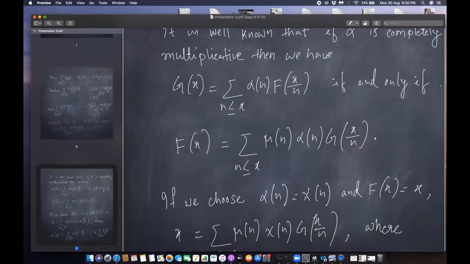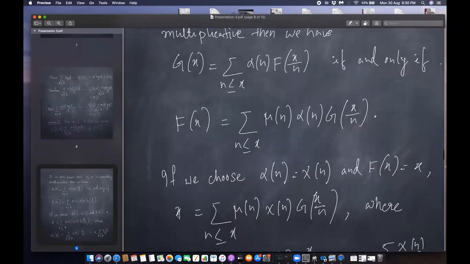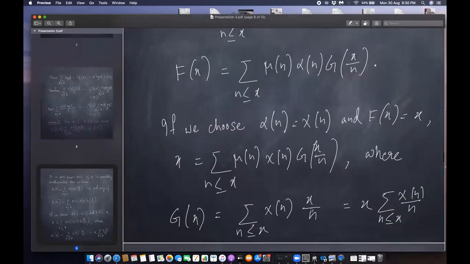So now if we choose our completely multiplicative function alpha as chi, the character, and if we choose f of x as x, then what do we have here? In place of f of x, we can write x here. Then we have x would be equal to this identity, G of x by x. What is our g? So g is like this, right? And we can take x outside and we consider this partial sum, chi of n by n.